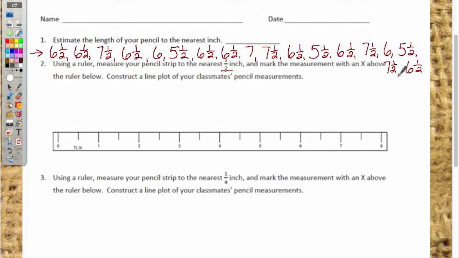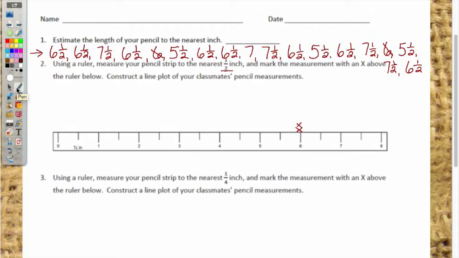Now this is interesting because in all the other blocks we had a bunch of pencils that were actually exactly 6 inches. Same, that's how mine is. But in this one, I'm only seeing 2 that are exactly 6 inches. So above the 6, I would just put 2 X's. Cross those off after you record them.